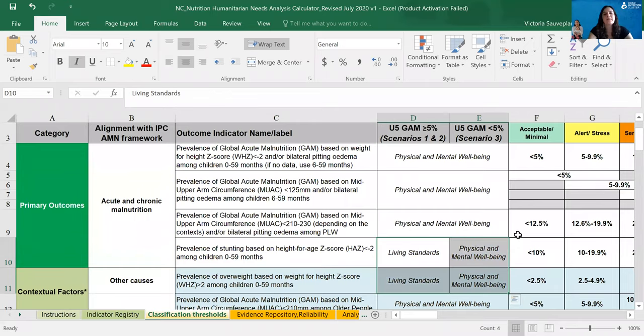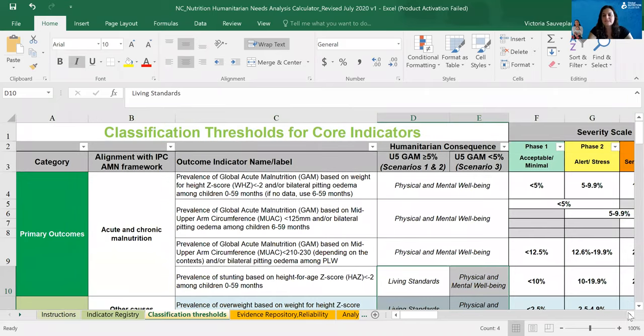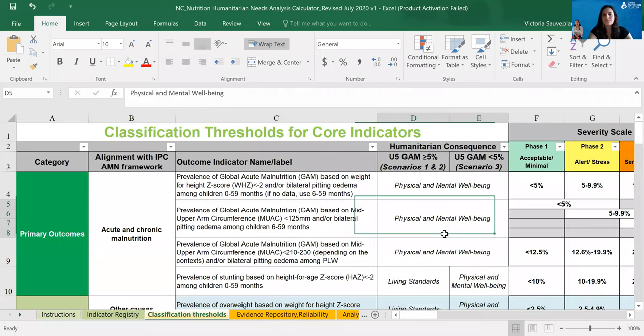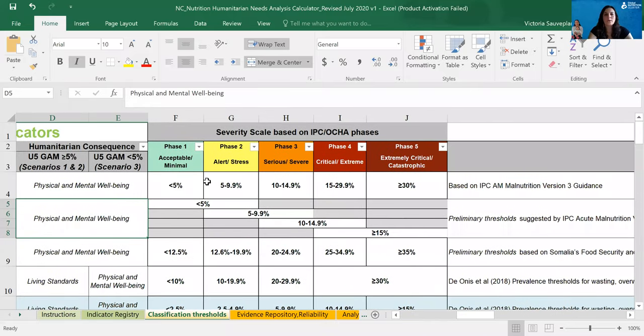But then we do have, per indicator, suggested thresholds, a severity scale, and what are the thresholds and the sources. So you can see here, we're basing ourselves on IPC acute malnutrition version 3. It's very similar to the WHO UNICEF guidance that was released in 2018. The main difference is that we have a phase 5 where they only have 4 phases.